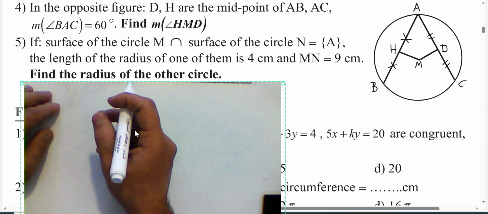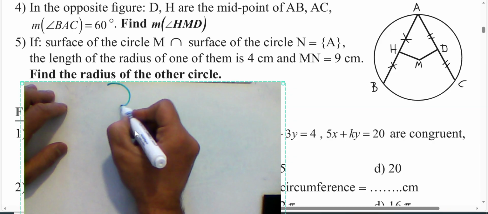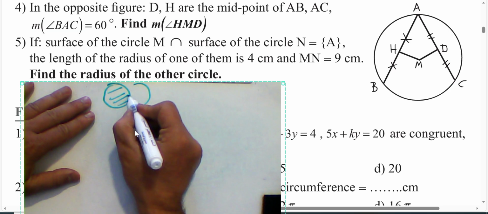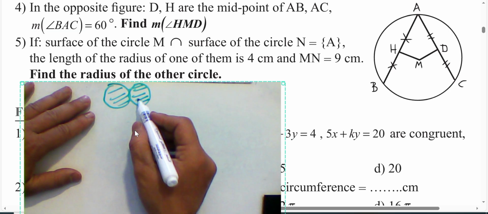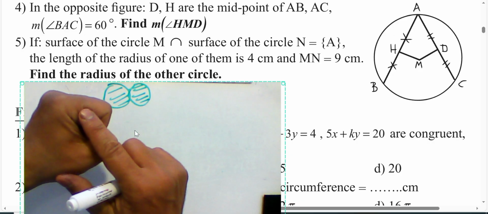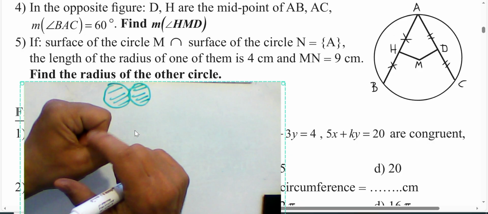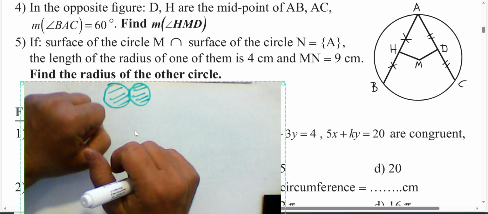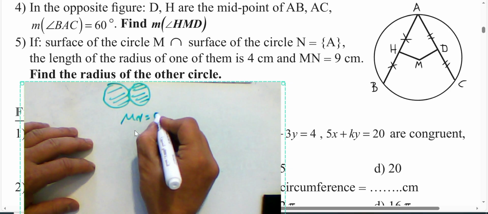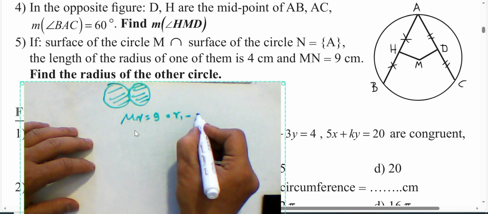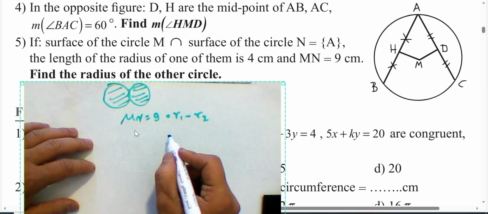Next question, we have circle M and another circle that intersect at a point outside, because surface means the points outside of the circle, on the circle and inside the circle. He told me the difference between the two radii equals 9 centimeters. We know R1 subtract R2 equals 9.